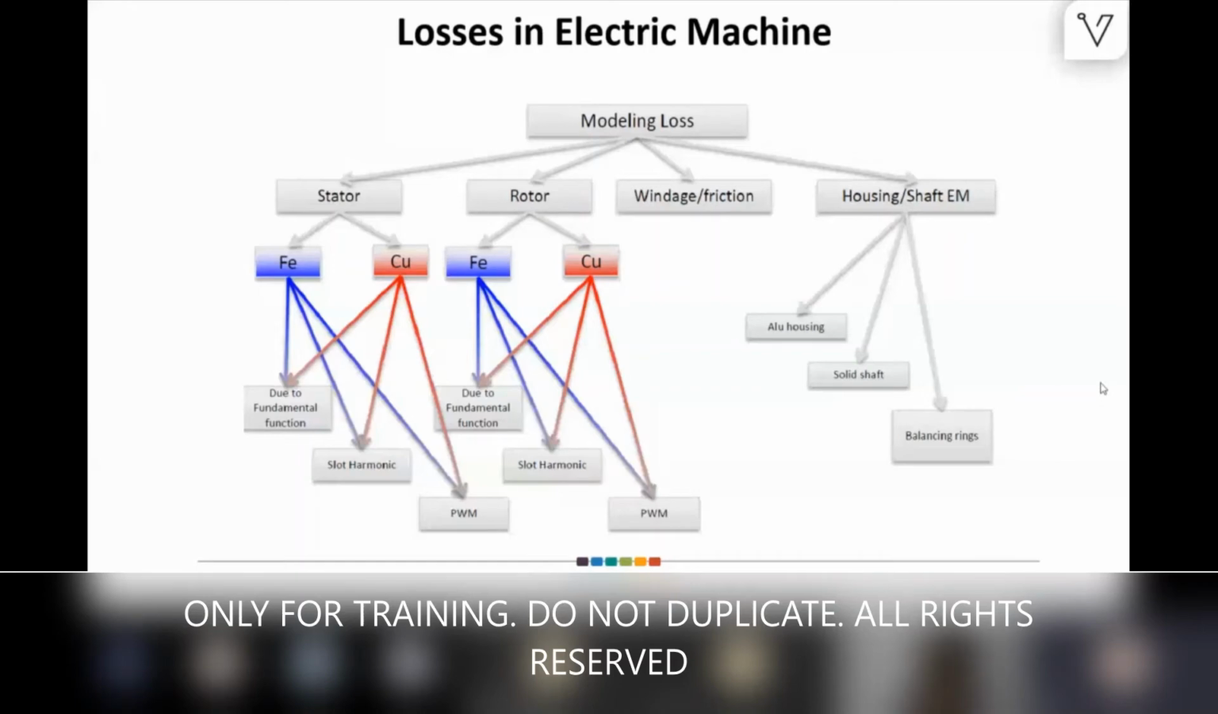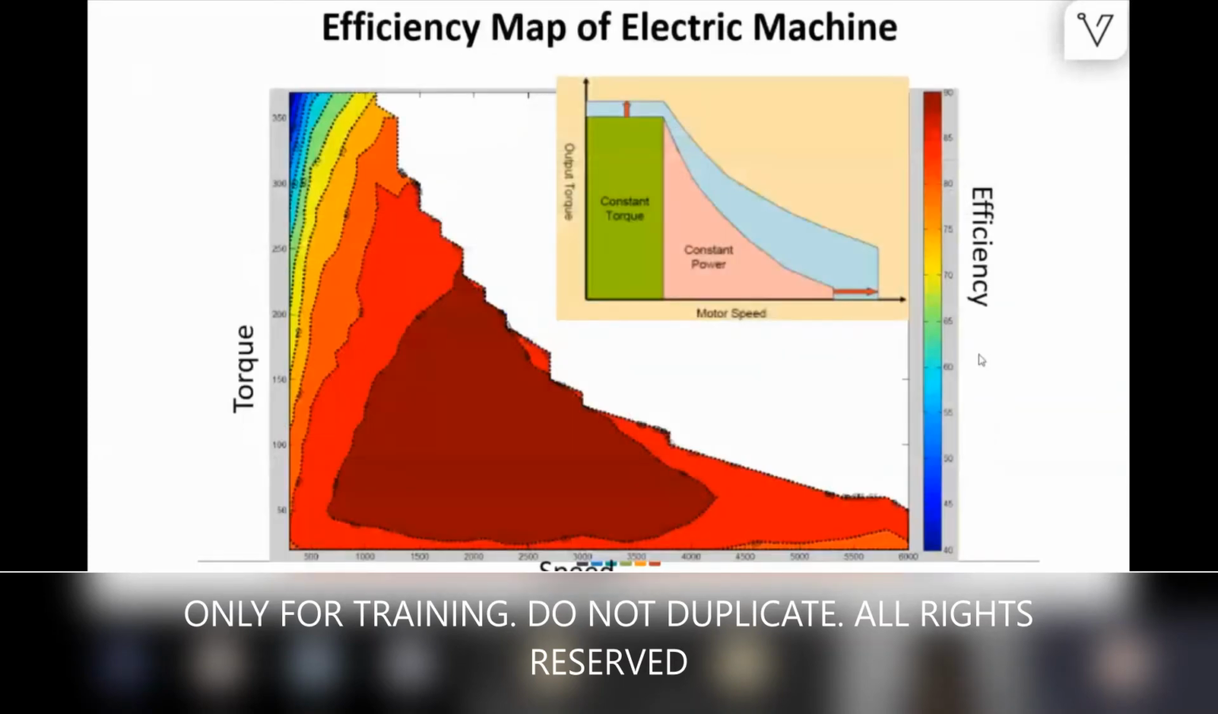The losses in the machine are copper and ferrous. There is a variety of losses you can see here, but copper and iron losses are very important. And when I say losses, it's efficiency. So these are the two elements impacting the efficiency of the machine: copper and iron loss. This efficiency map looks like this. This is a typical, general curve, not a specific one. You can see the darker color on this side, which means better efficiency.